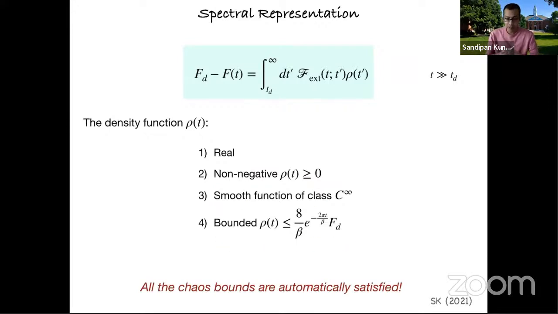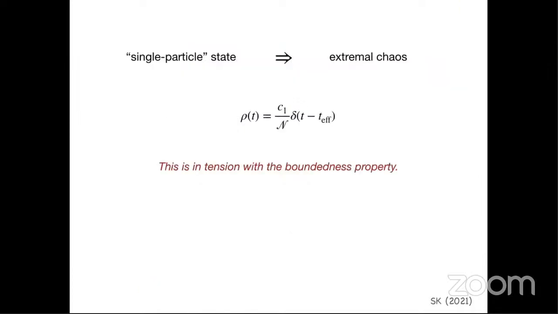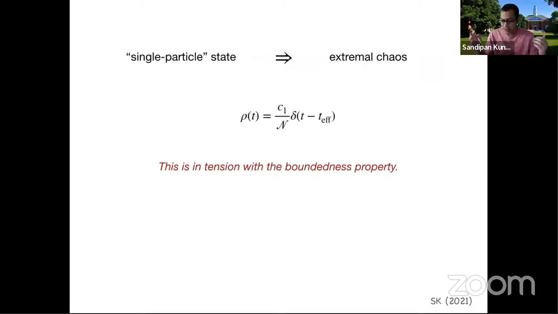The advantage of this representation is that all the chaos bounds in this representation are automatically satisfied. So you don't actually have to do anything else. You don't actually have to check all the infinite set of chaos bounds. If you write it in this form, they're all automatically satisfied. And actually, in my opinion, this is the right language to talk about analytic completions of maximal chaos. To do that, let me note one thing.